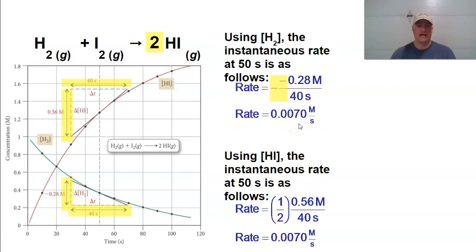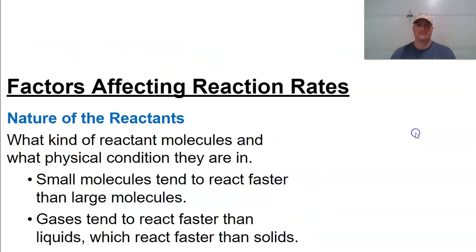Remember, this is the rate of the reaction, not the rate that this is used up, and not the rate that this is made, just the rate of the reaction. So there are some factors that affect reaction rates. The first one is very simplistic in the idea that it's the nature of the reactants. Sometimes it can be based on the physical condition they're in.